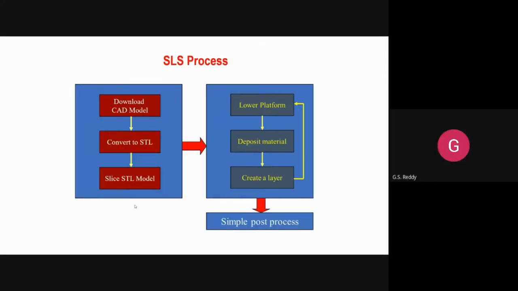Okay, this is also not required, it's kind of repetition. But this is probably required. They download the CAD model, convert it to STL, and slice the STL model. Then the platform is lowered, material is deposited, and a layer is created, followed by simple post-processing. Whatever post-processing is required can be implemented.